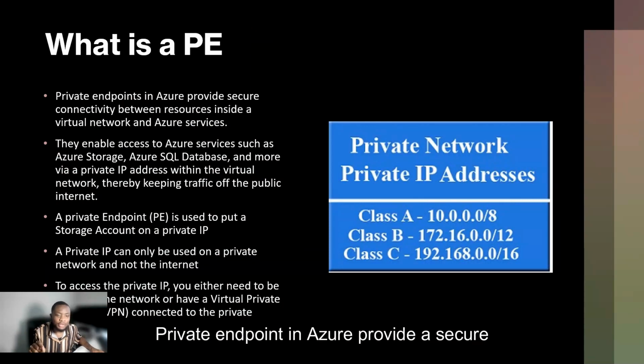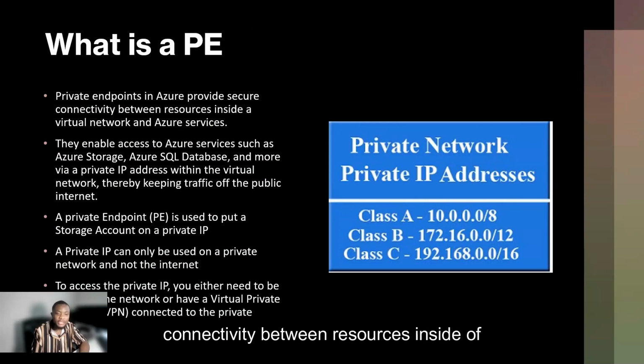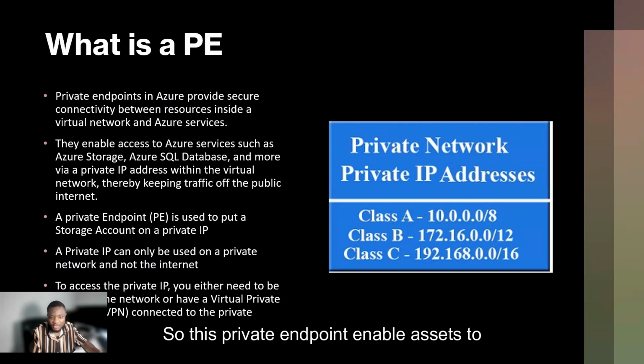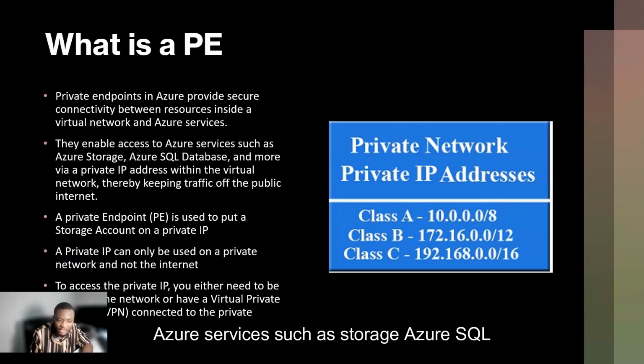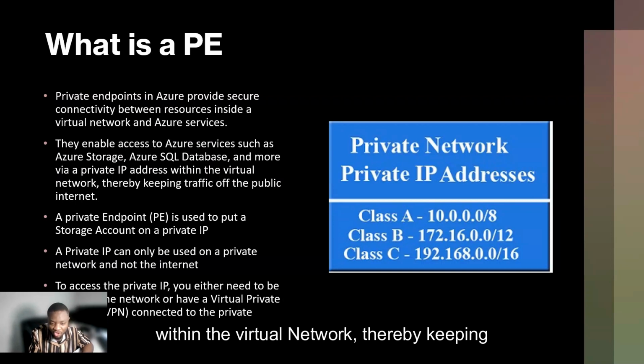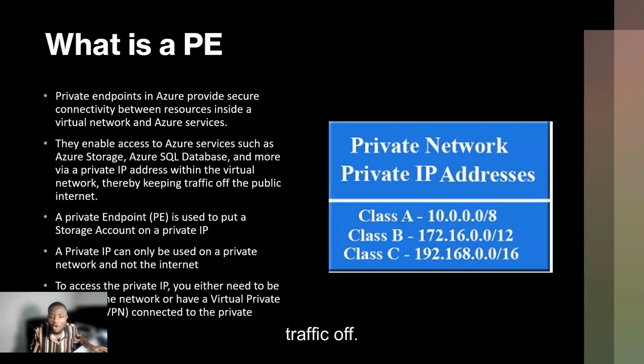Private endpoint in Azure provides a secure connectivity between resources inside a virtual network and Azure services. So this private endpoint enables access to Azure services such as Azure Storage, Azure SQL database, and more through a private IP address within the virtual network, thereby keeping traffic off the public internet.